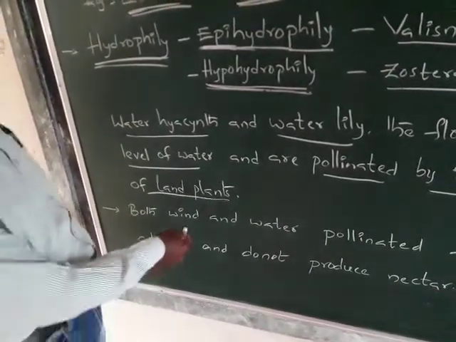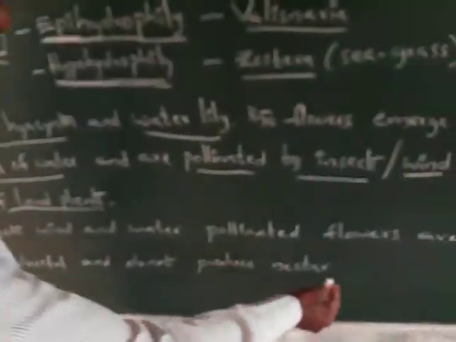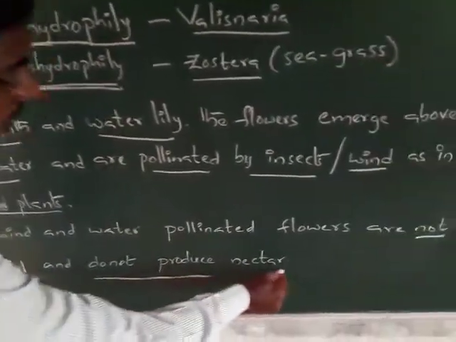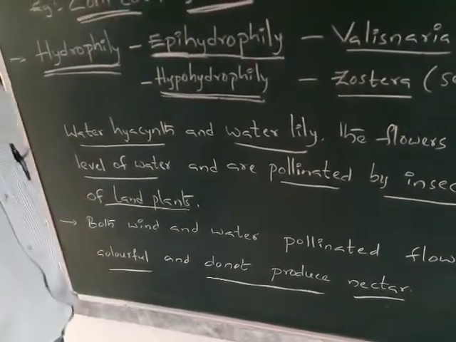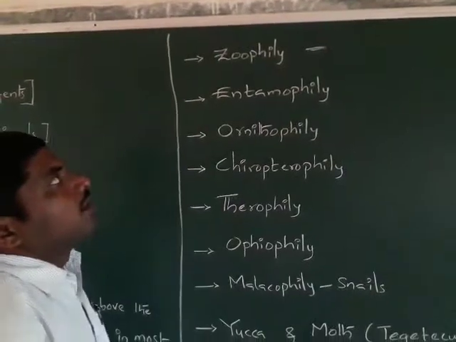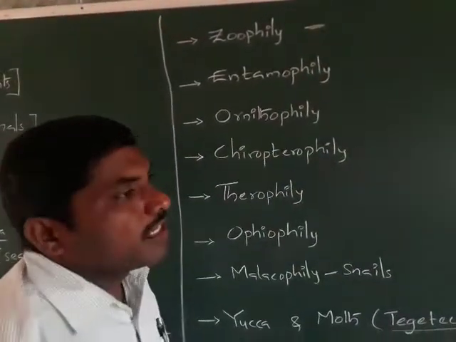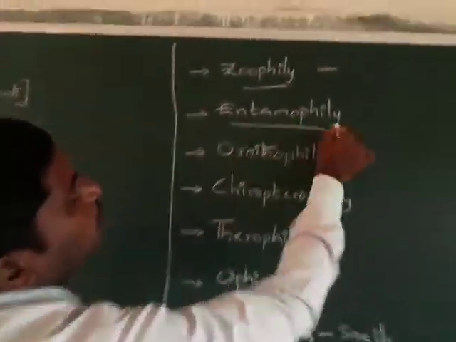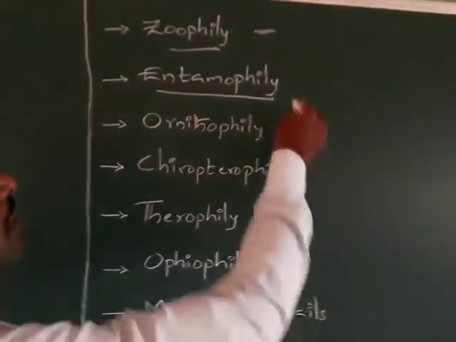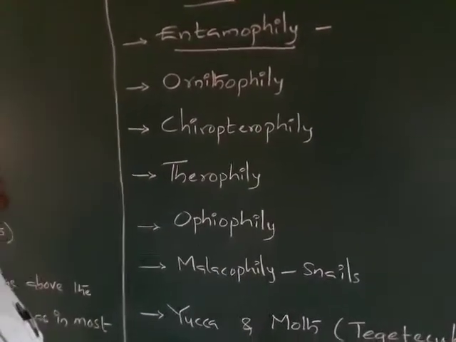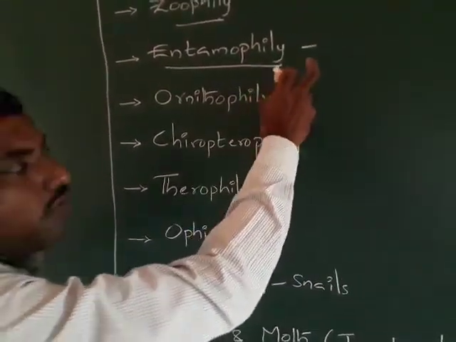Both wind and water pollinated flowers are not very colorful and do not produce nectar. Now zoophily: pollination that occurs by animals is called zoophily. Entomophily is cross pollination that occurs by insects.